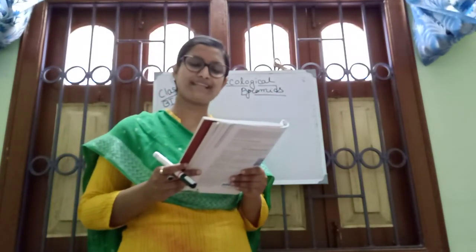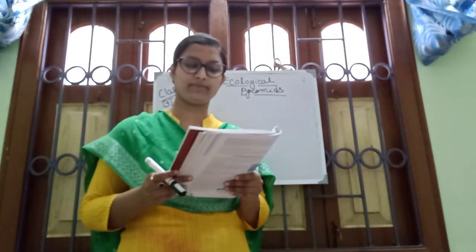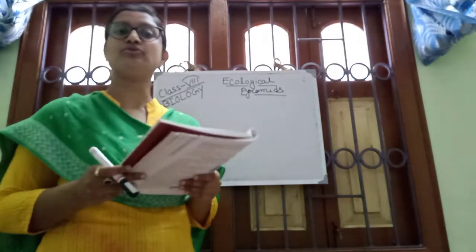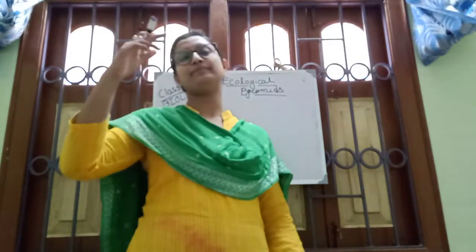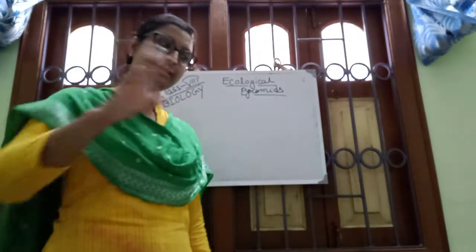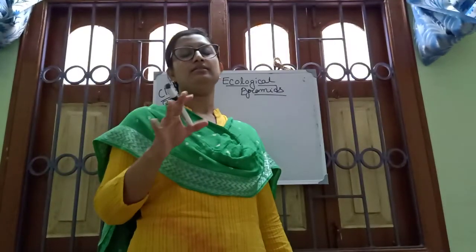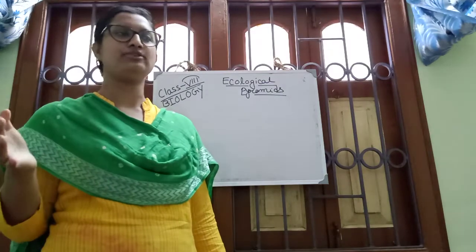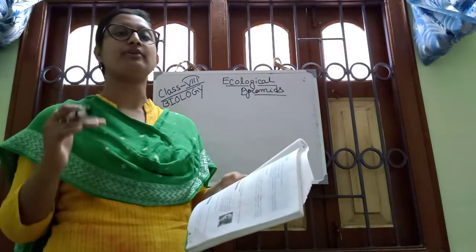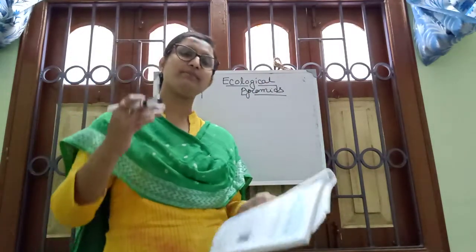A graphical representation of number of organisms, biomass and productivity at each trophic level in an ecosystem is called an ecological pyramid. It is a graphical representation of the various number of organisms present: the producer, primary consumer, secondary consumer, tertiary consumer, decomposer. All these are present in the ecosystem, along with the biomass and productivity at each trophic level.